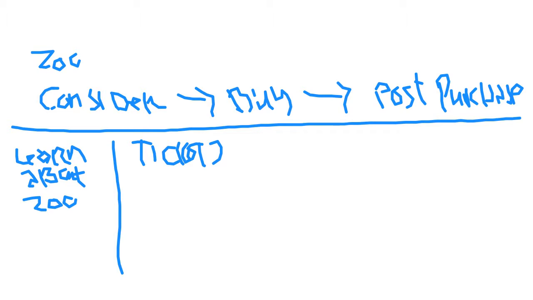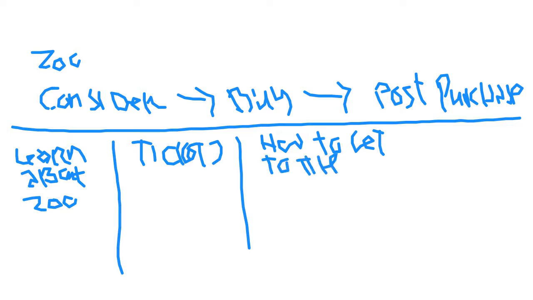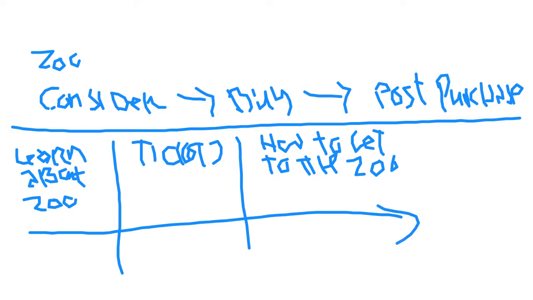And then maybe once they bought tickets, then you're going to have how to get to the zoo. Long labels, but I'm not trying to come up with the best label, I'm trying to show you the order. Right, so you're kind of educating. You educate, you're buying, and now you're giving them directions. That could be one way, right?